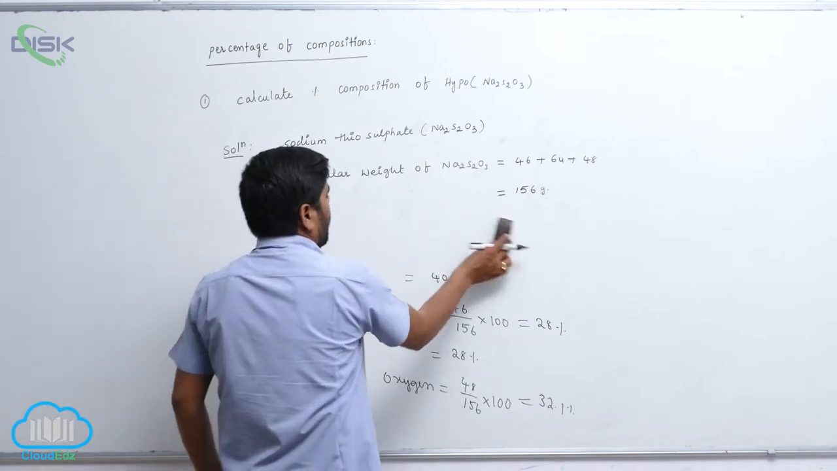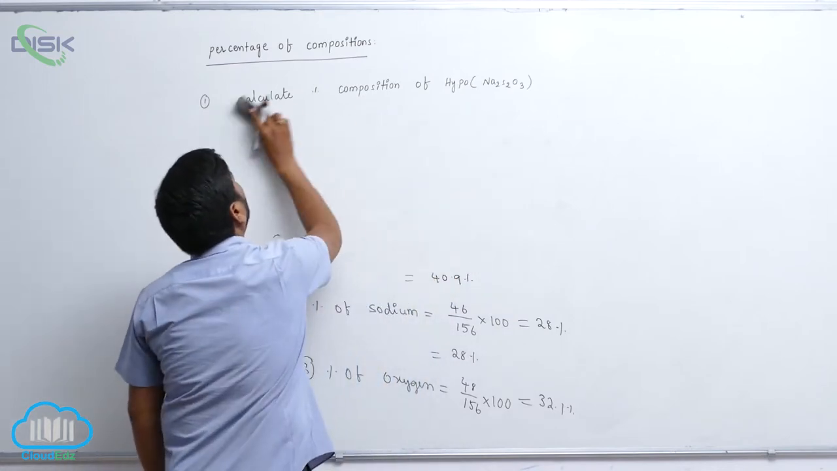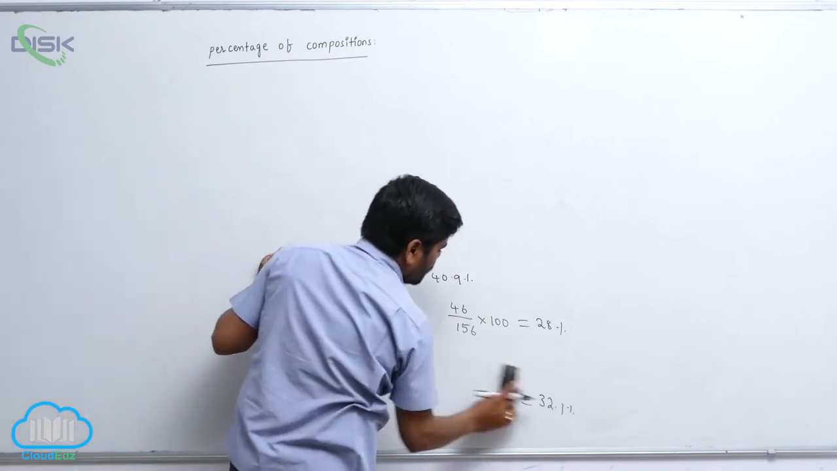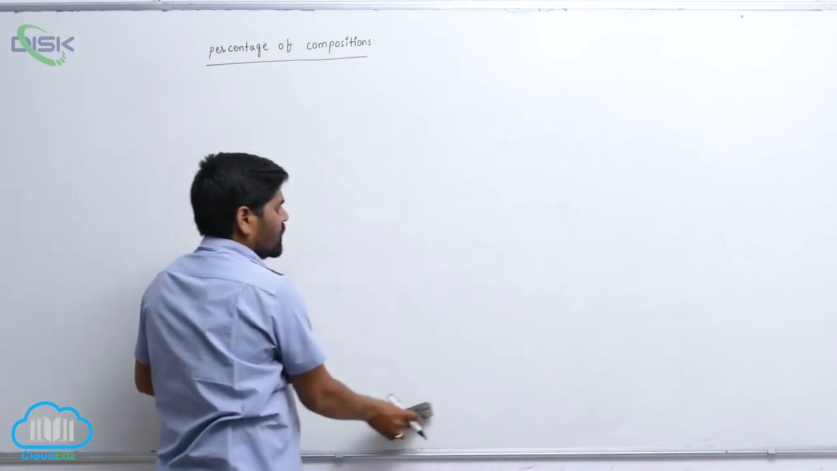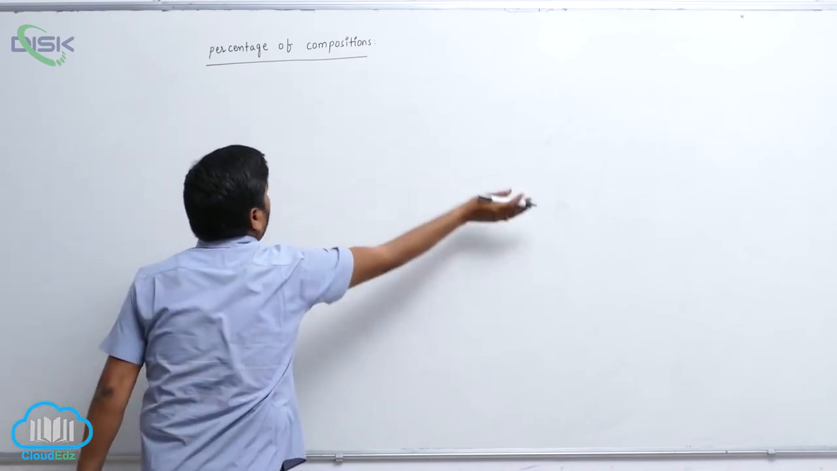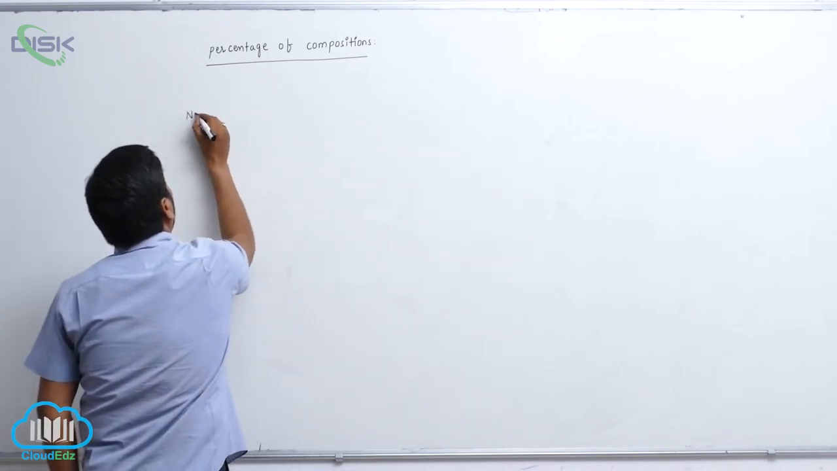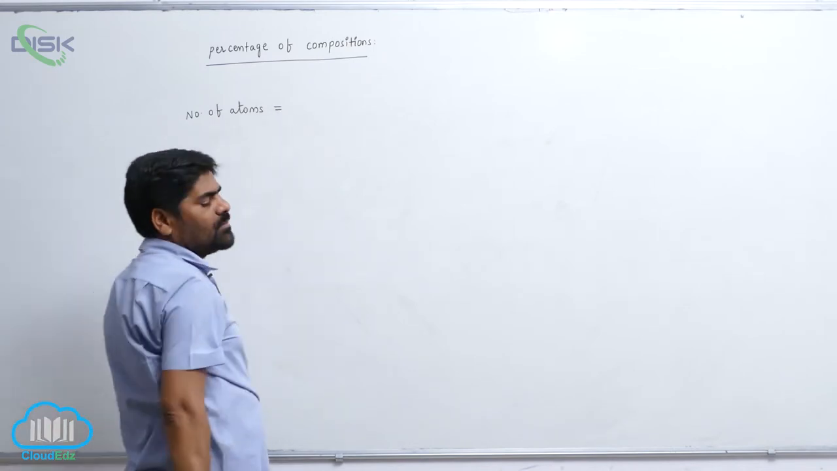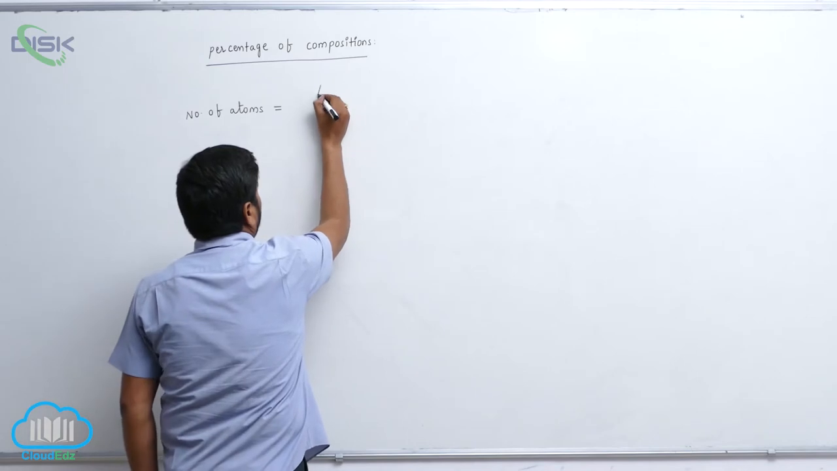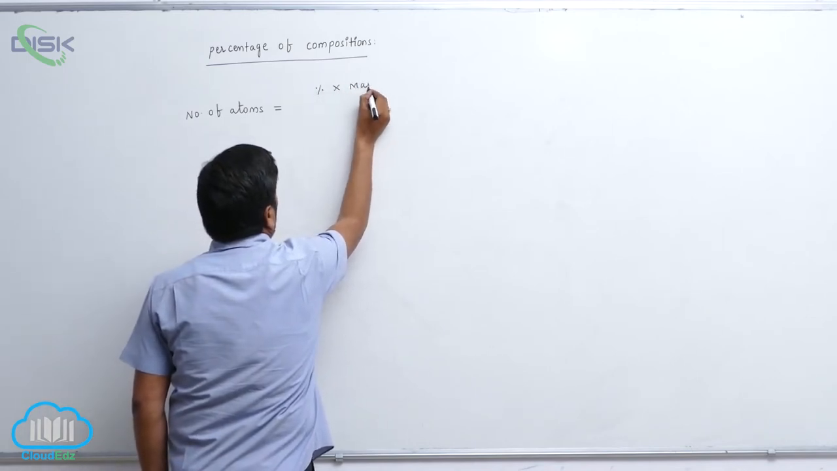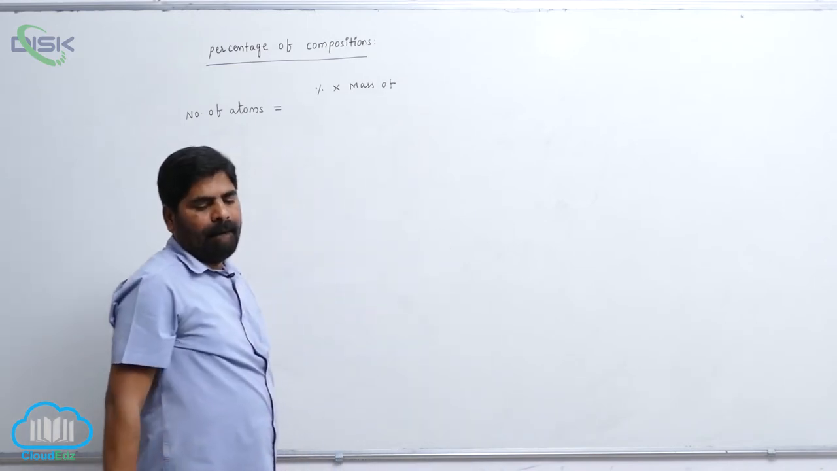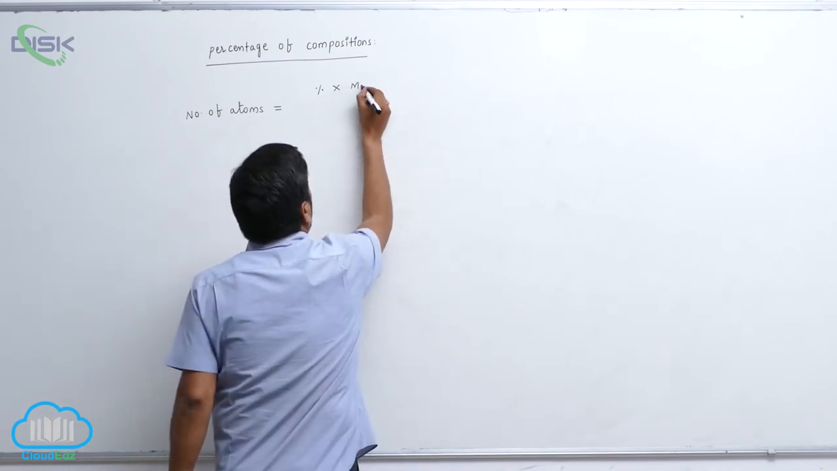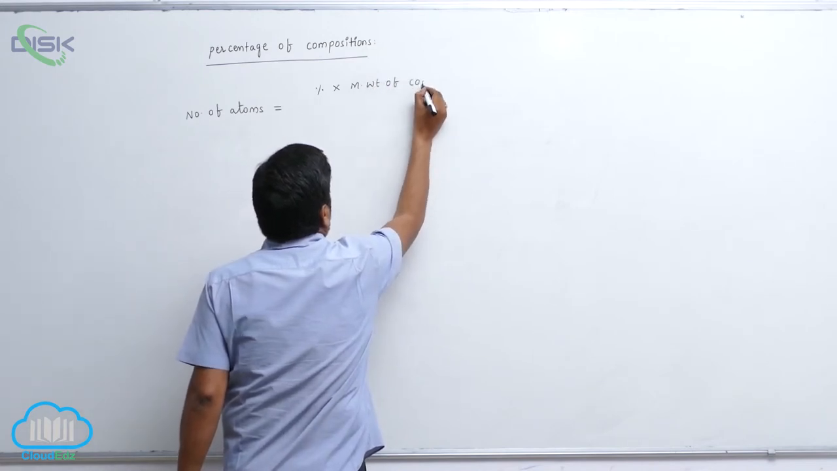Okay. The next one is an important principle. Percentage of an atom, or number of atoms. Number of atoms equals percentage into mass, or better, molecular weight of compound.